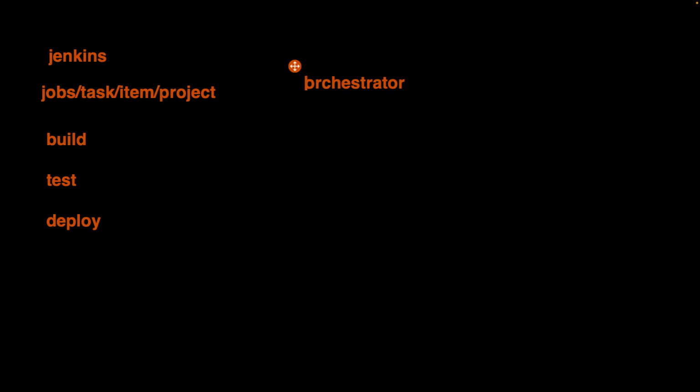You know, in a music band, there'll be an orchestrator who waves his baton to tell which instrument should be played at what level, right? So that's an orchestrator. Same as the case here also. Jenkins will just orchestrate the things.